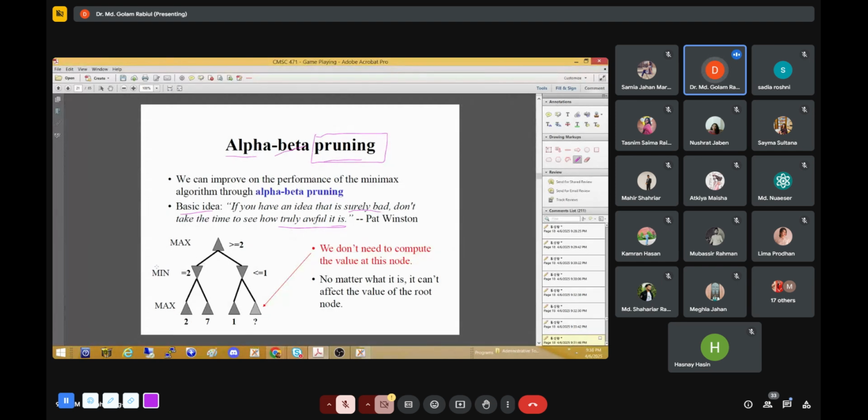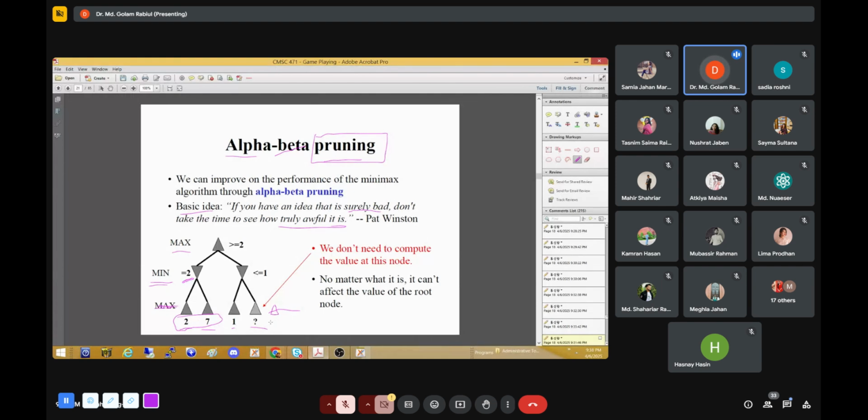Like in this very small tree, this is the max stage and this is the min stage. Consider that these are our terminal states, and we have some evaluation values like 2, 7, 1, and this one is unknown, maybe we didn't explore it yet. According to the minimax algorithm, here is the min. Between these two values, which one is the minimum? Minimum is 2, so we get the 2 here.